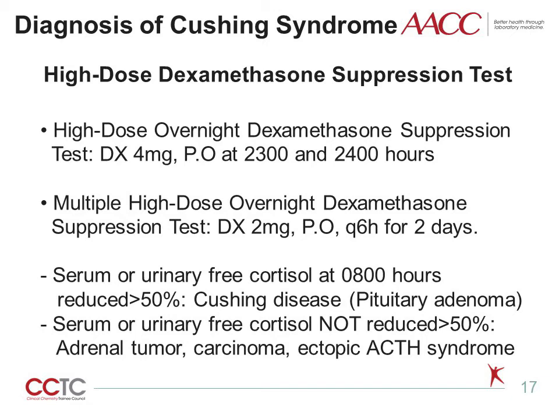After that, the next day morning, if serum or urine-free cortisol at 8 a.m. is reduced by more than 50%, then it is Cushing disease or pituitary adenoma. On the other hand, if serum or urine-free cortisol is not reduced by more than 50%, then it suggests adrenal tumor, carcinoma, or ectopic ACTH syndrome.